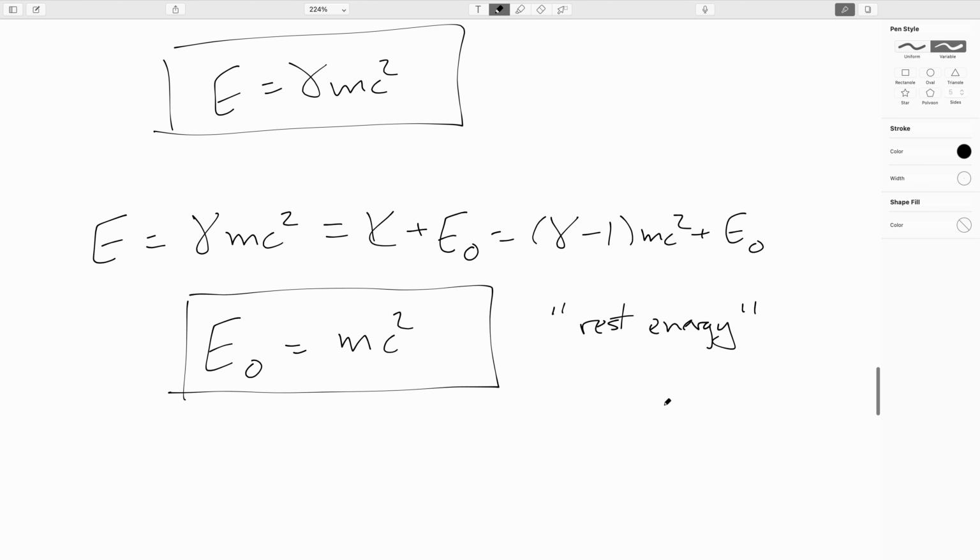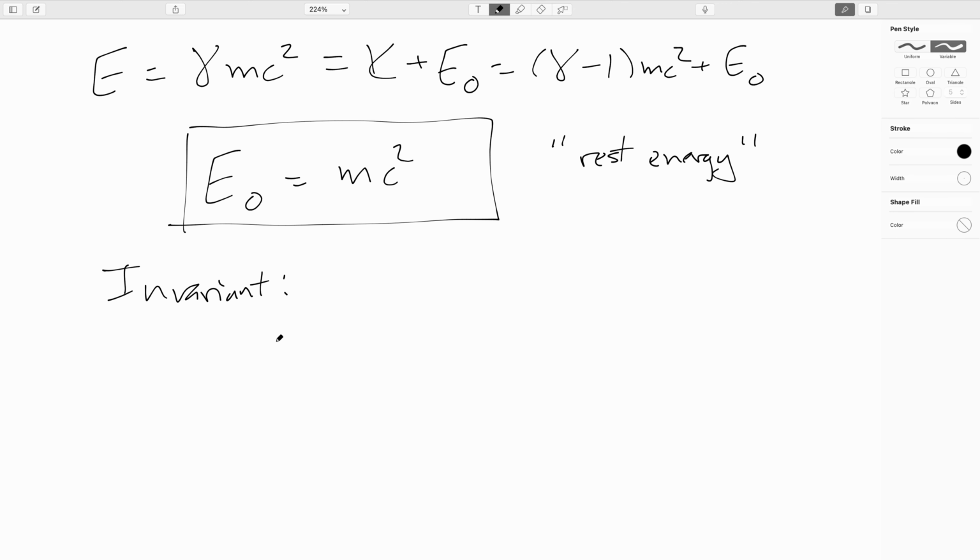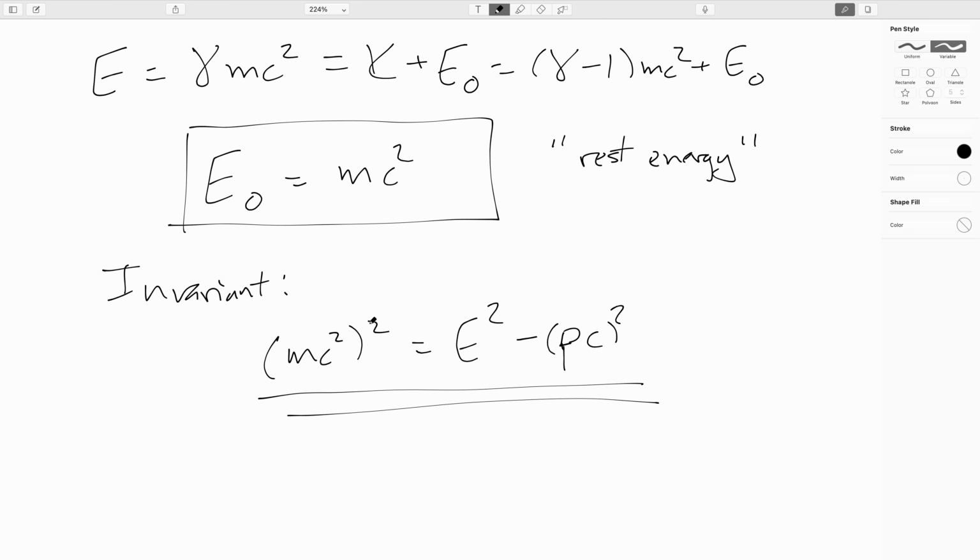Now, it turns out that for momentum, there is also an invariant that both S and S prime will agree on. And it turns out that that invariant is indeed the rest energy. Well, technically the rest energy squared. So no matter what someone measures for the mechanical energy of the particle and the momentum, they always agree that E squared minus (pc) quantity squared is equal to the square of the rest energy of the particle.